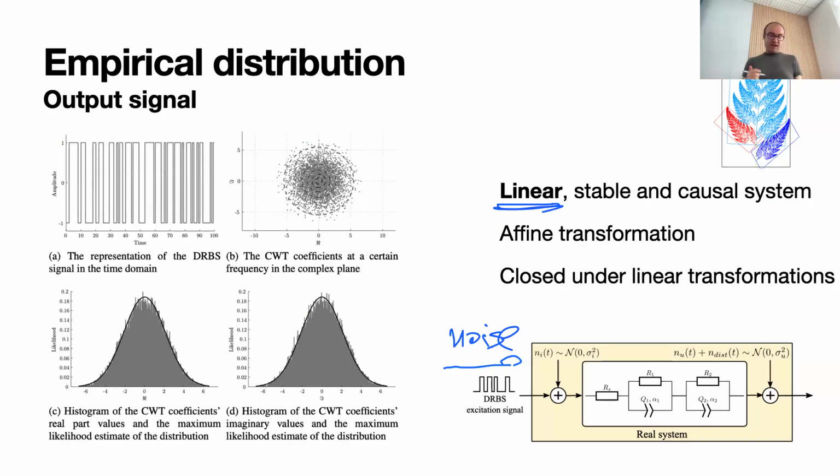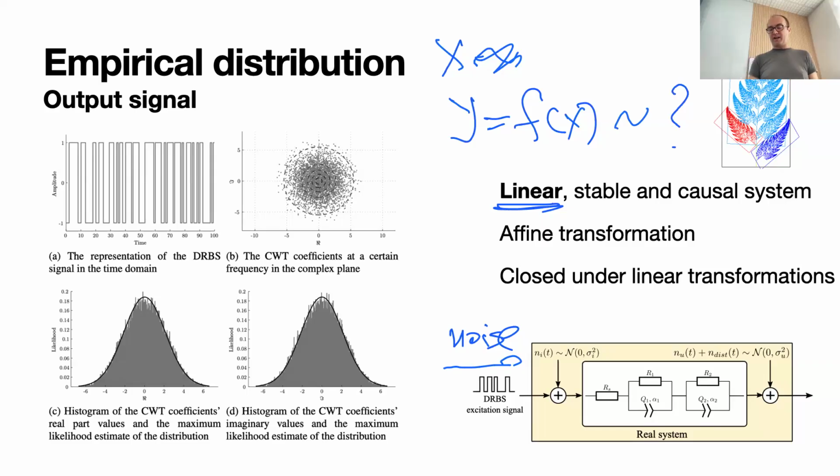So if we go back to stochastic variables, if we have a stochastic variable, let's say x, and we pass it through, and we define a new random variable y as some function of x, the question is, what is the distribution of this y if we know the distribution of x?